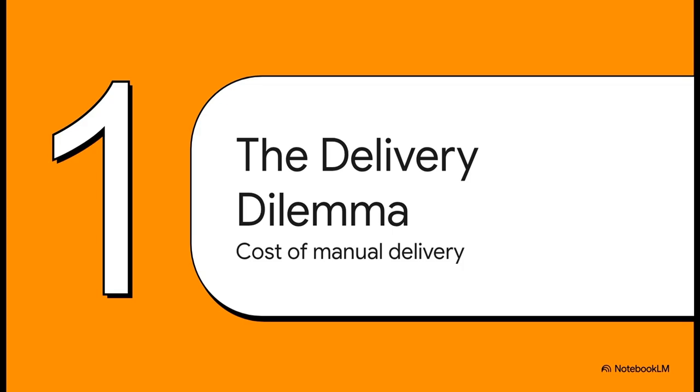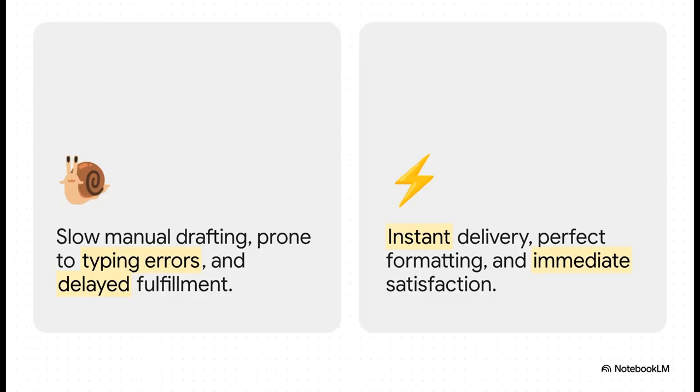Section 1. The Digital Delivery Dilemma. The cost of manual fulfillment. We really need to talk about how the painful, sluggish method of manual emails is just dragging your business down. You're out there drafting emails by hand, risking typing errors with complex access codes, and suffering delayed fulfillment.